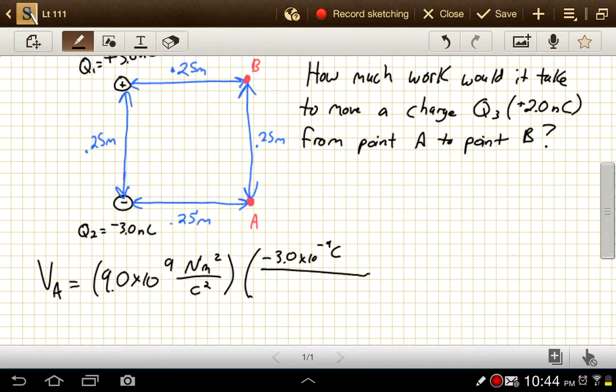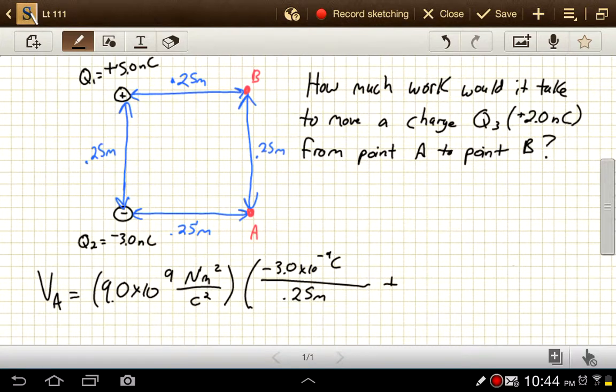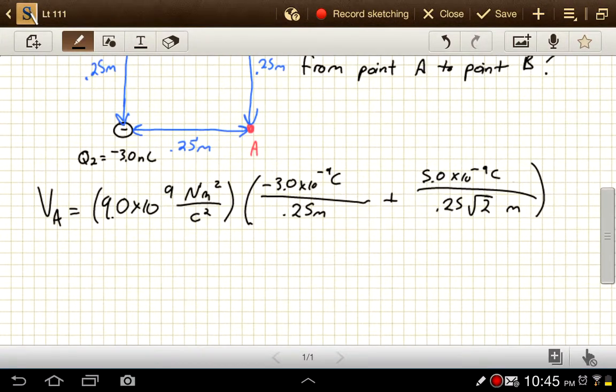over our distance, 0.25 meters, plus, and then our charge for Q1 is a positive 5.0 times 10 to the negative 9th coulombs, divided by our distance, so that'd be this diagonal distance. We can just do that Pythagorean theorem there, and we get 0.25 times the square root of 2 meters for that one. And so our electric potential at point A then is going to be about 19.3 volts.